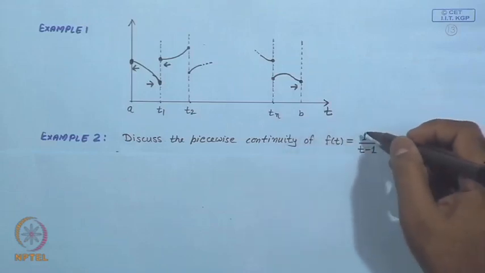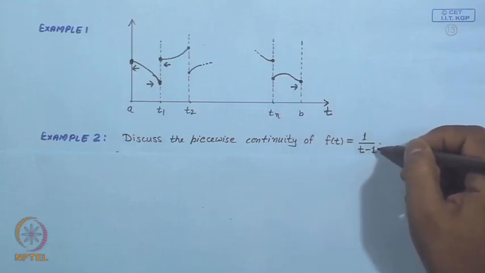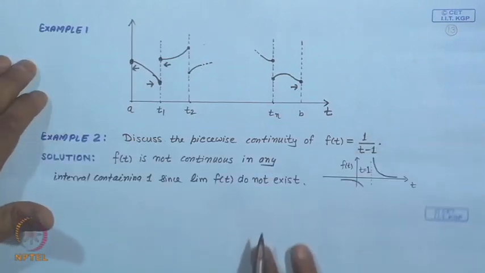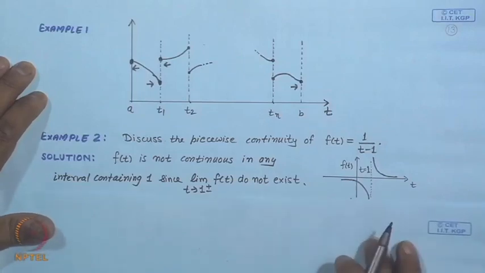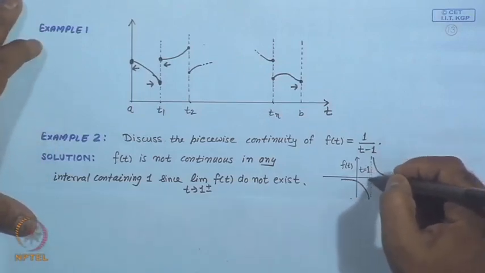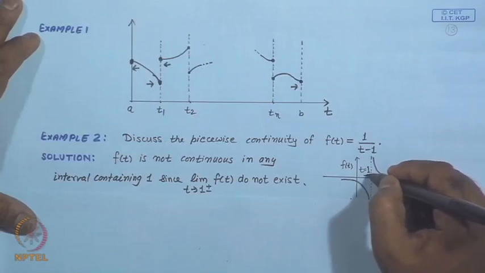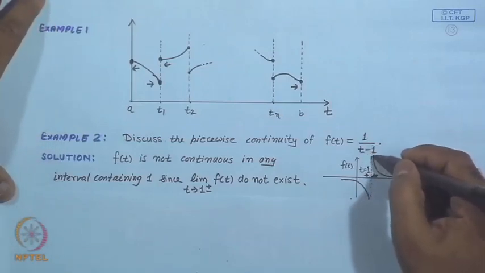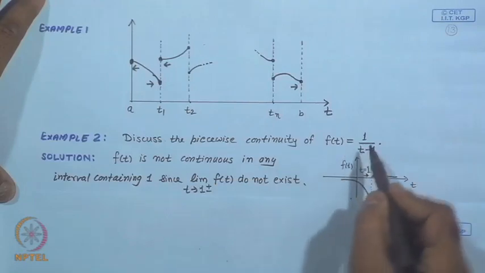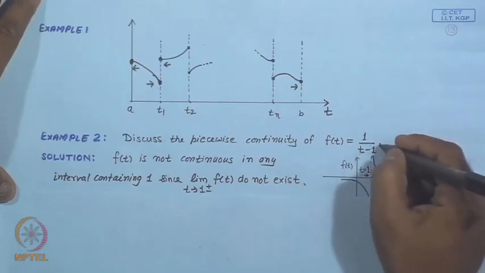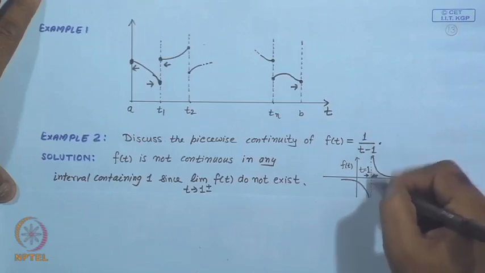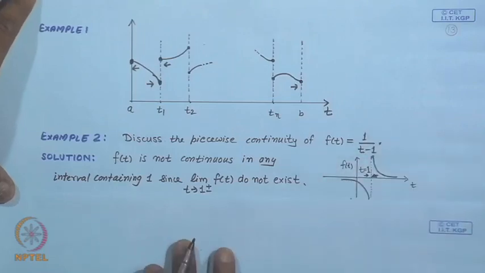We do not have to check anything else other than the limit as t tends to 1 from the right side as well as from the left side. If we take a look at the plot here, as t approaches 1 from the left side or from the right side, the limit does not exist. So the function 1 over t minus 1 is not piecewise continuous in any interval which contains this 1. So this function is not piecewise continuous.